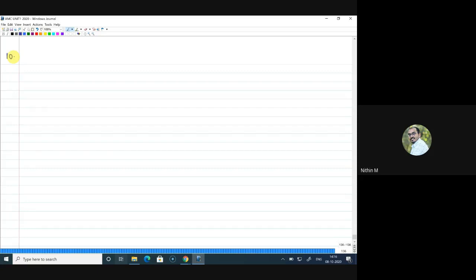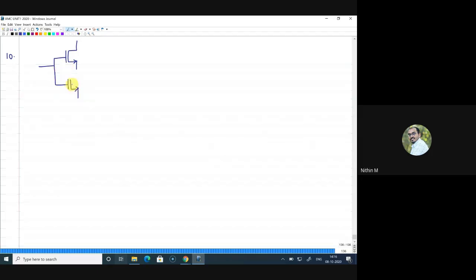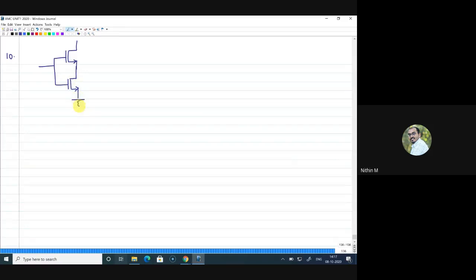So the 10th question, I think you can see two diagrams. One we have already done in the previous class: one NMOS and one PMOS connected in parallel, right? Now the other question that we haven't done has two NMOS devices. One NMOS like this, one NMOS like this. They marked this as V in, this is V out, this is M1 and the other device is M2.